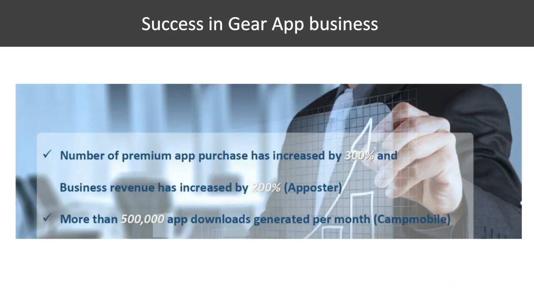Success in the Gear app business. The number of premium app purchases has increased by 300%. Business revenue has increased by 200%, and more than 500,000 app downloads are generated per month. All of this is data published by third-party companies, as you can see, AppStar and Comp Mobile.